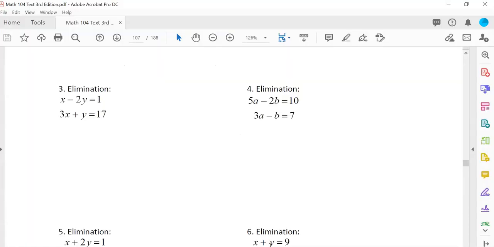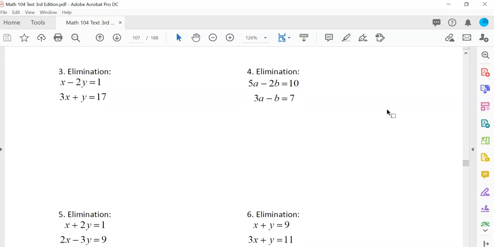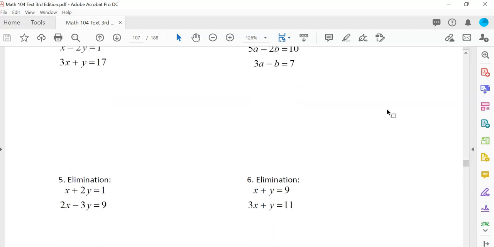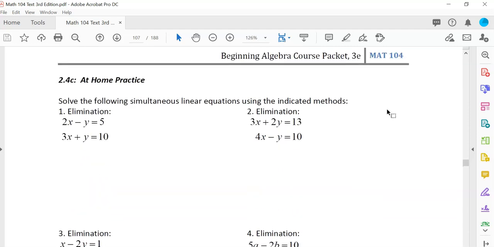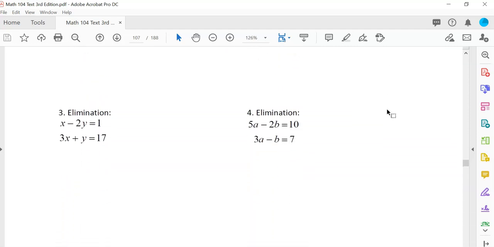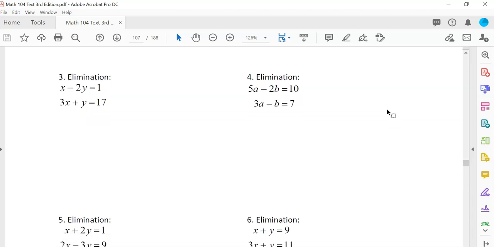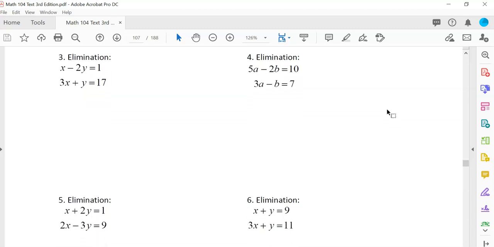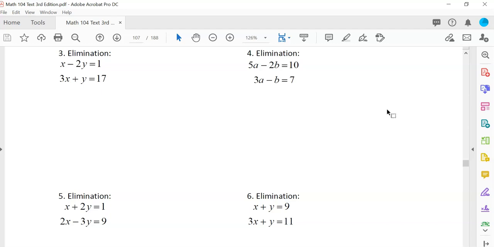Now you can do the same thing for all of these other problems in the at-home practice problems. There are 3 more of them. If you'd like to try those, use the same format that I just did for problems 1, 2, and 3. And then you can also check your answers in the back of the book. So there you go. That's the elimination method in a nutshell.